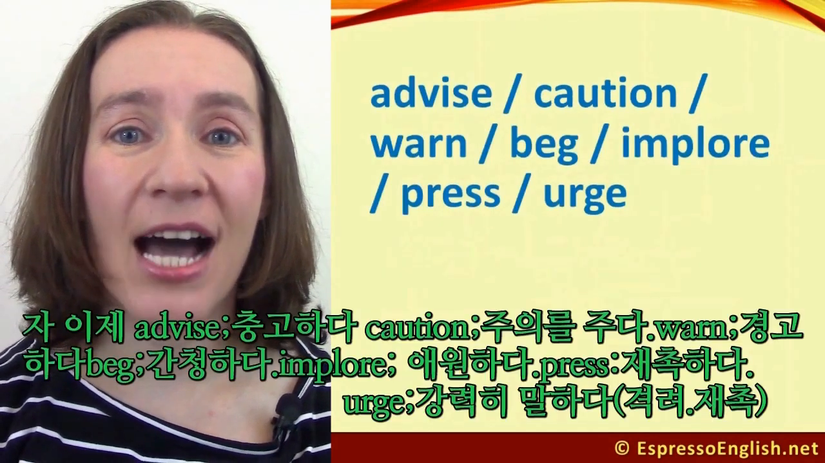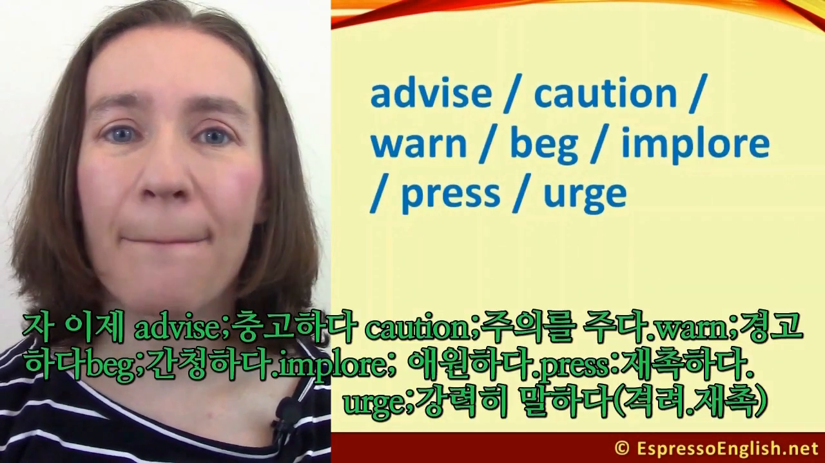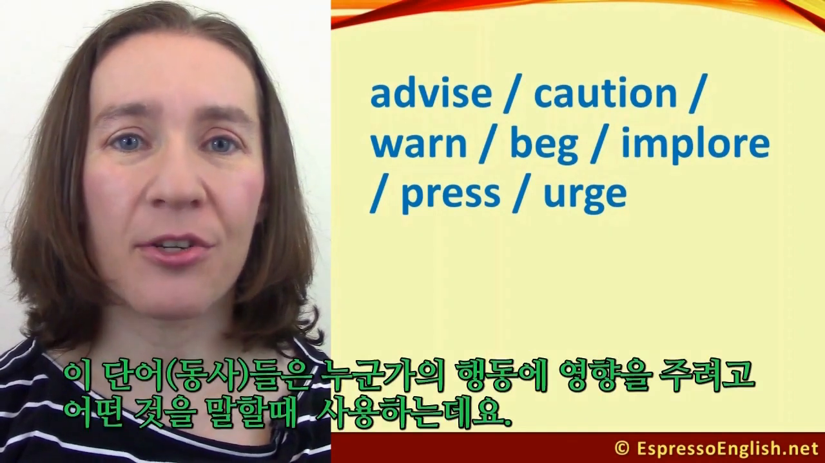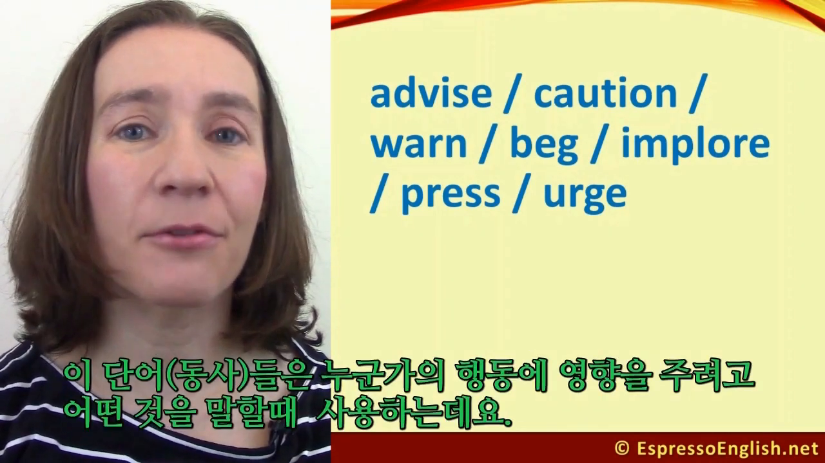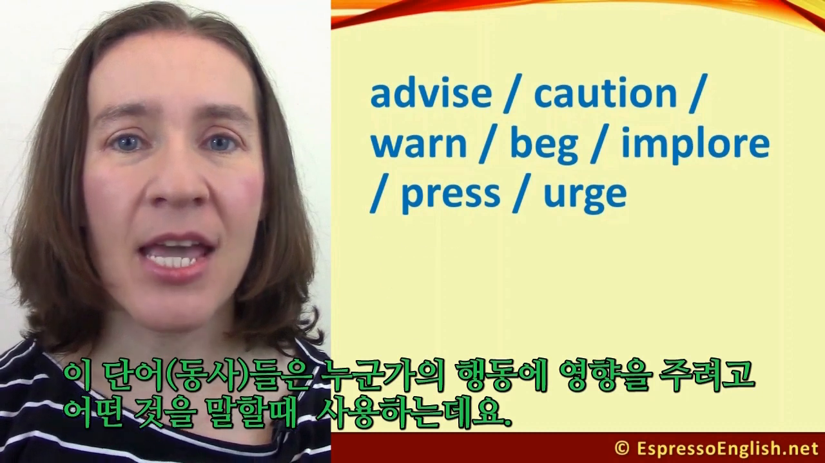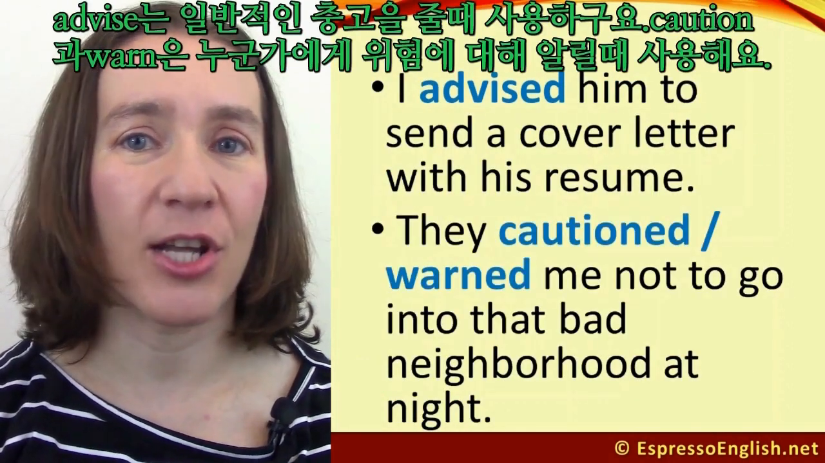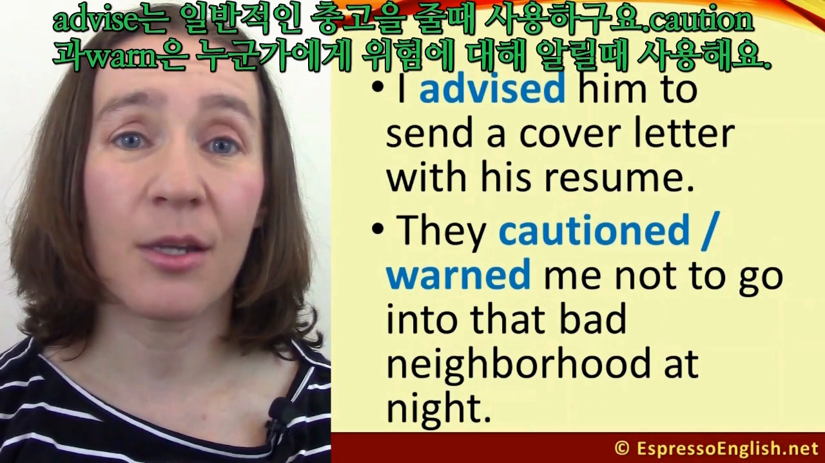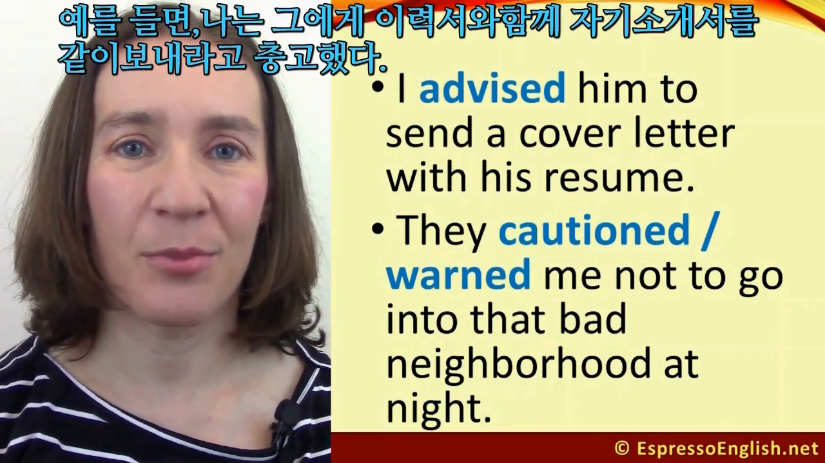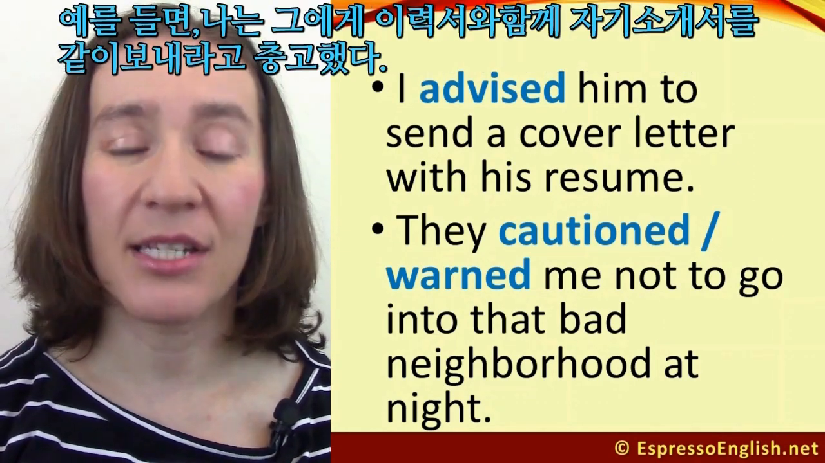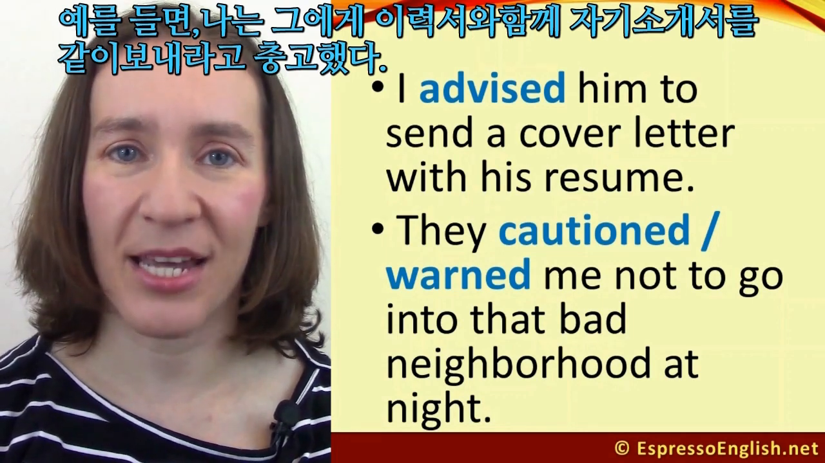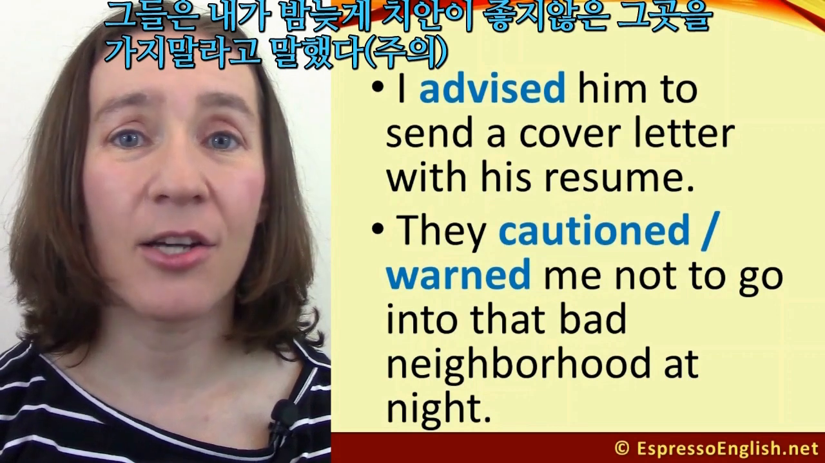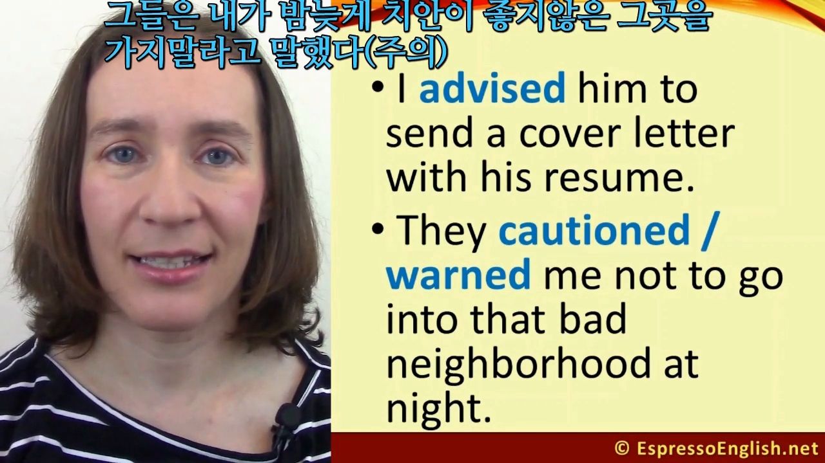Let's look at advise, caution, warn, beg, implore, press, and urge. These words are used for saying things to try to influence someone else's behavior. Advise is used for giving general advice, and caution and warn are used for alerting someone to danger. For example, I advised him to send a cover letter with his resume. They cautioned or warned me not to go into that bad neighborhood at night.